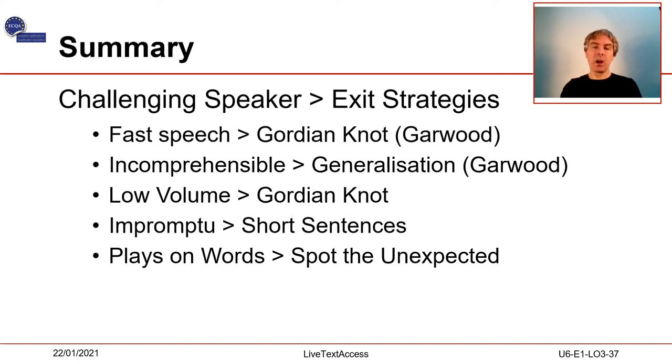An extreme solution is the Garwood strategy, meaning leave everything out and explain why you did so. The Garwood strategy is also an extreme strategy for incomprehensible speeches, though replacing incomprehensible bits with general or logical bits is to be preferred if possible. When a speaker speaks with a low volume, the Gordian knot is again the best solution. When a speaker makes an impromptu speech with many mistakes and features of orality, the strategy is to skip them and try to produce short and correct sentences. Finally, when it comes to plays of words, the best solution is to type the laughter-provoking, unexpected word in uppercase characters.